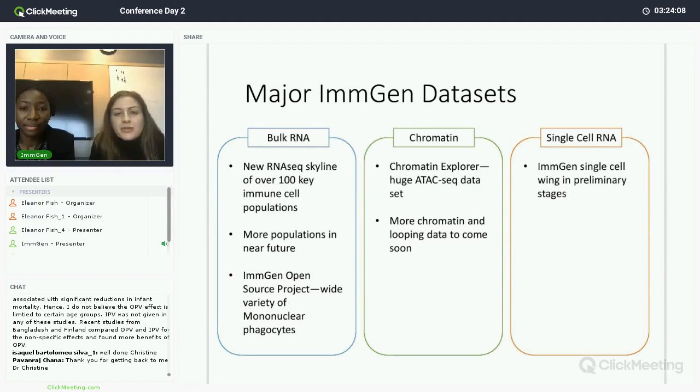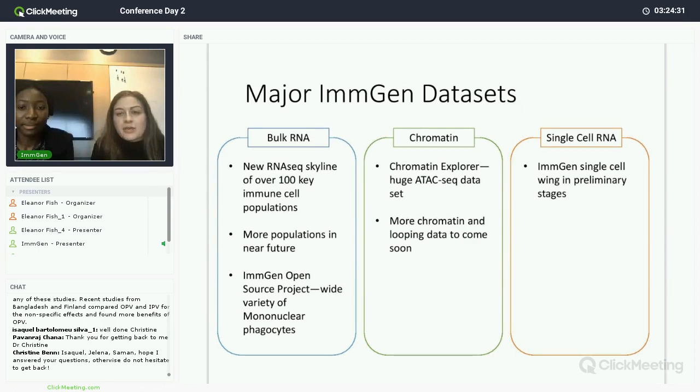We have a browser called the Chromatin Explorer, which we'll also demo, and we're going to generate more chromatin data to supplement those immune cell populations, and also looping data with genomic organization and structure using Hi-C and HiChIP during ImmGen phase 3. So we're gearing up to do that now.